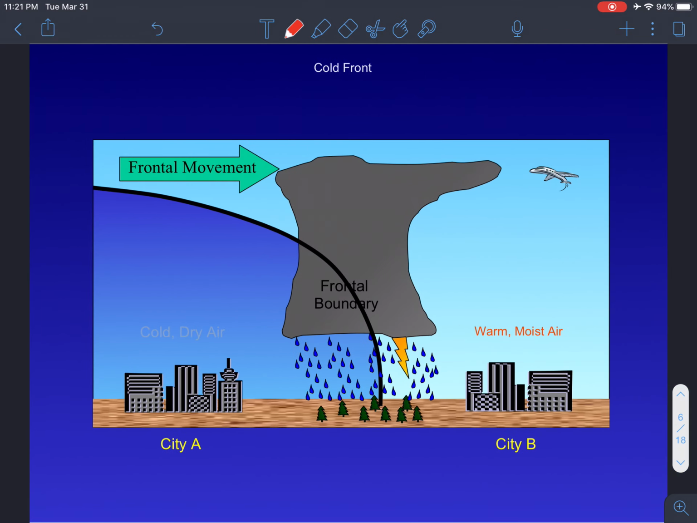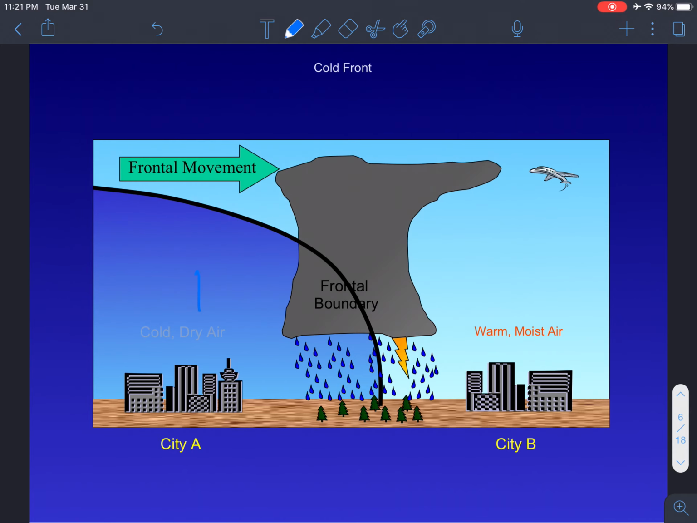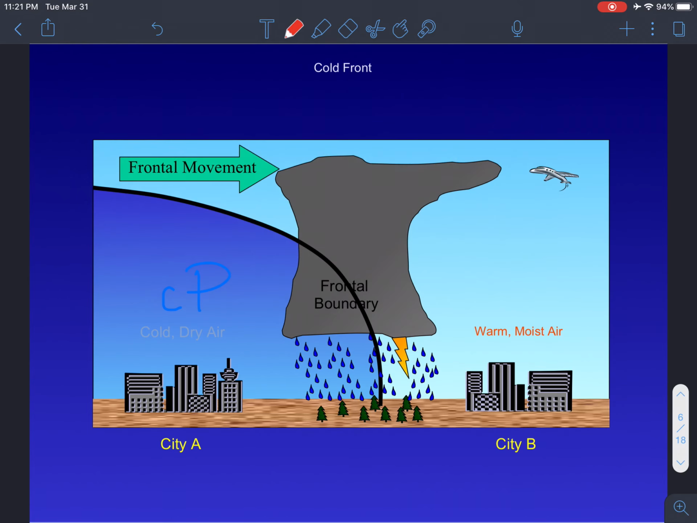Okay, so if we go to the next slide, you'll notice we have two cities. One is covered with cold, dry air. So again, cold represents polar. So I'm going to change this color to blue. So this is polar, and dry represents continental, so CP. On the other side over here, we have warm, moist air. So that's going to represent maritime, tropical. Okay, and if you notice, the frontal movement is going to be from west to east.